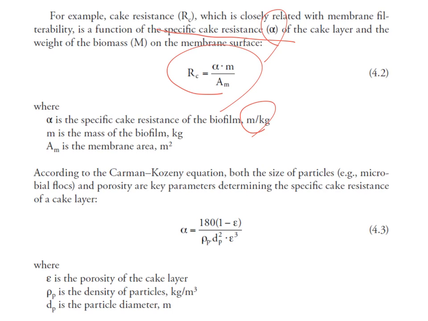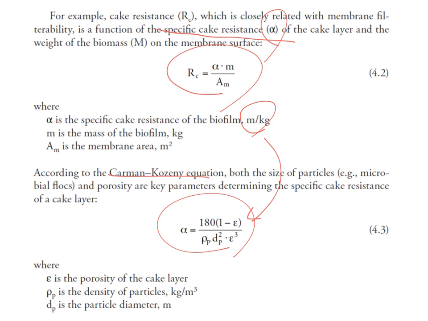And this equation can be extended using the Kozeny-Carman equation, so that leads to the other equation on this page. So alpha is shown as a function of the particle diameter, porosity, and particle density. That equation can be obtained by using this Kozeny-Carman equation.